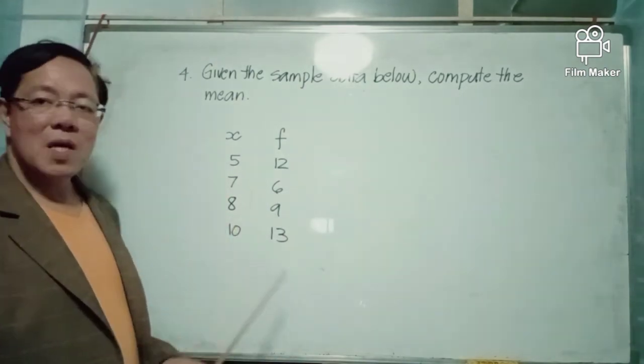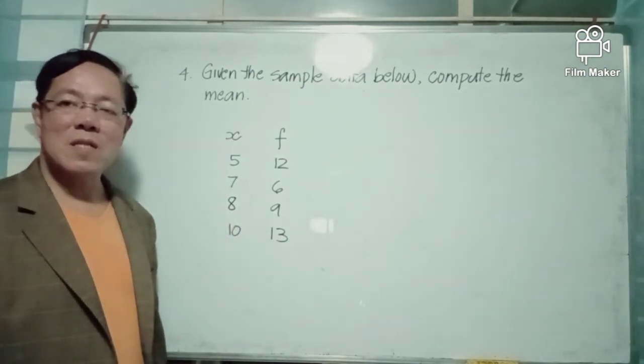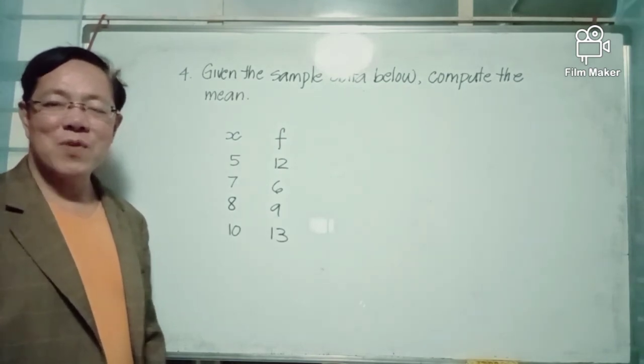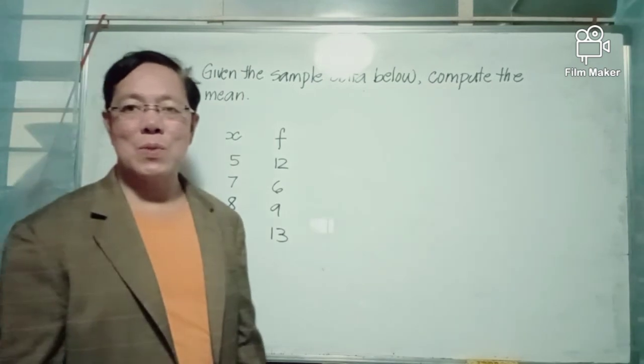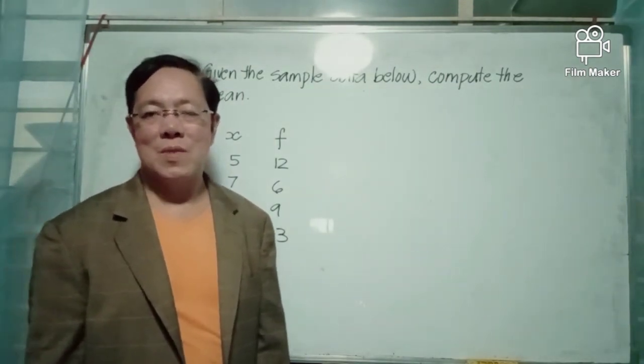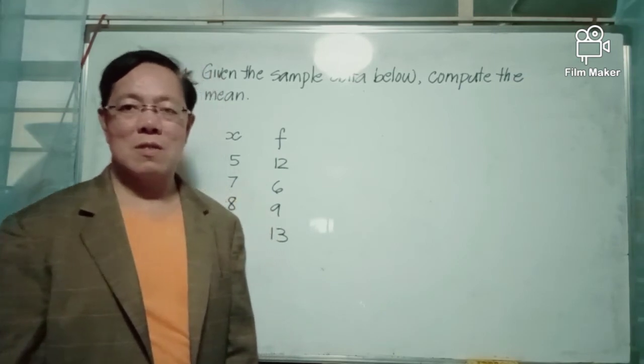This table is an example of a simple frequency distribution table. The frequency distribution table is used to summarize a set of data in tabular form, that is, using tables.